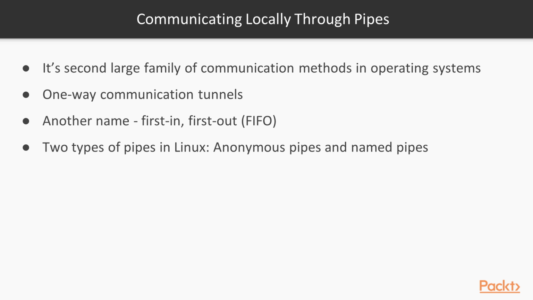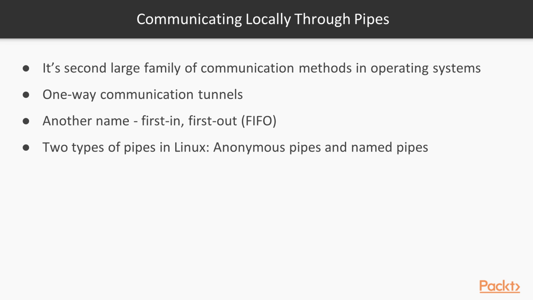Now let's have a look at communicating locally through pipes. A second large family of communication methods in operating systems is the use of pipes. As the name implies, pipes are generally one-way communication tunnels with information flowing from one or more senders to one receiver. Another name that is often used for a pipe is first in, first out.